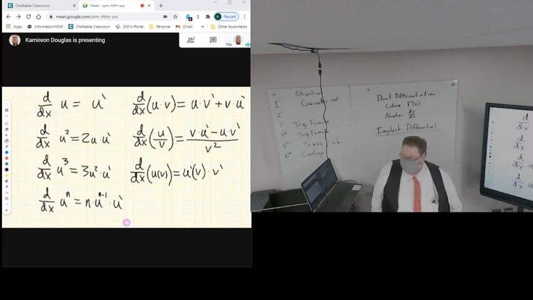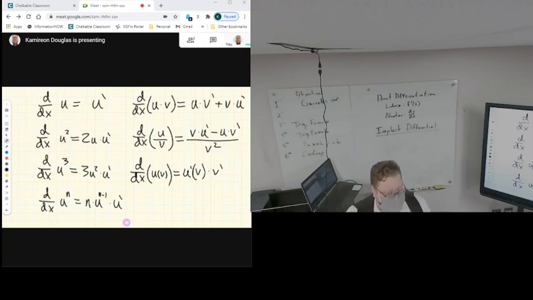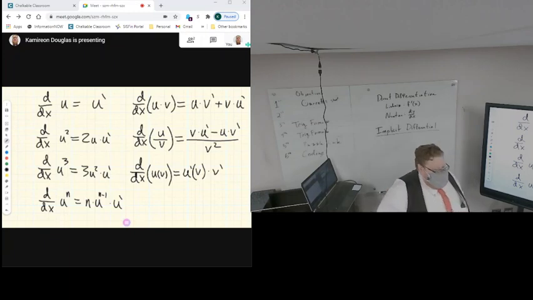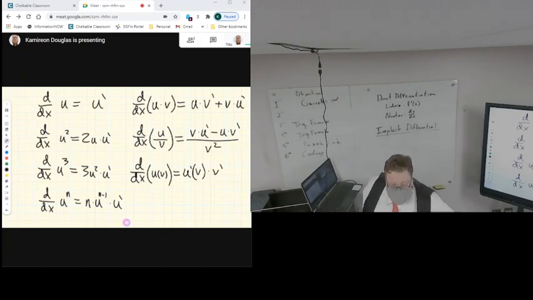Every rule we've discussed so far can now be done implicitly and nothing changes. It has the same basic process. It's just now it's a possibility that maybe we're not just taking the derivative of x's. We can now have also y's. Common formulas you might already know: ellipses, circles, because they have both x and y as variables. Now we can find those derivatives. We just have to do it implicitly.